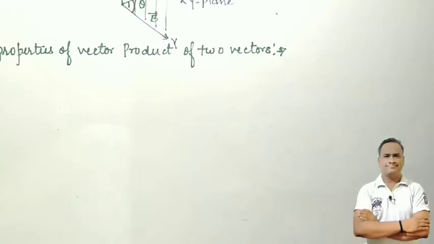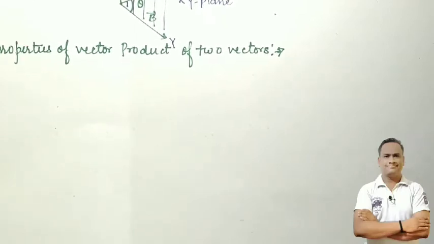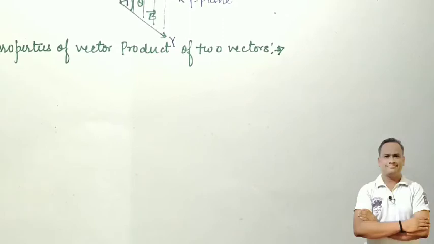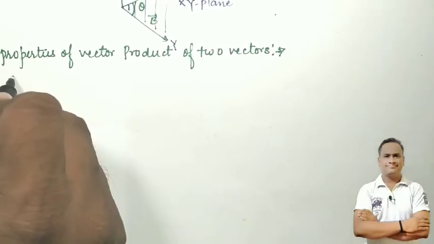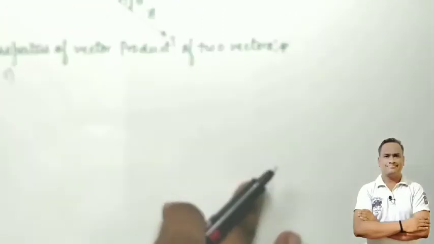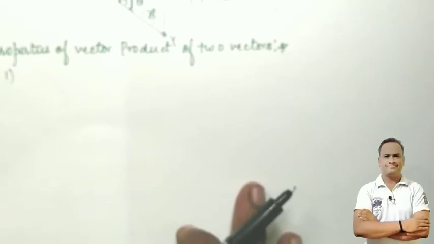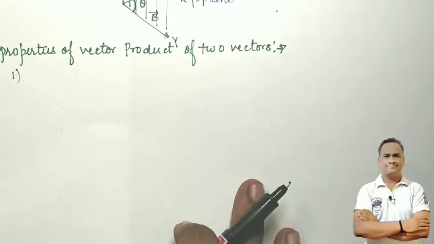So students, till now we have studied the scalar and vector products. Now we are proceeding towards the properties of the vector product of two vectors. Whenever we take the vector product of two vectors, what kind of properties will this product follow? Let's start one by one. Earlier I gave you a glimpse that the scalar product of two vectors is commutative in nature.